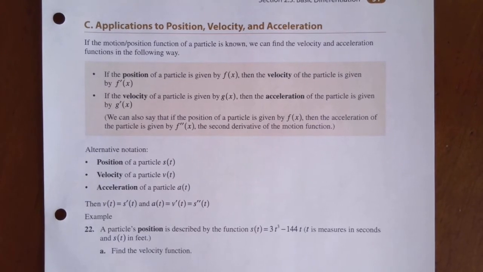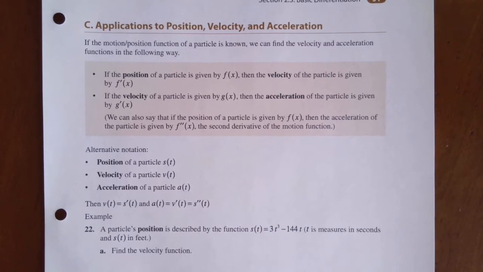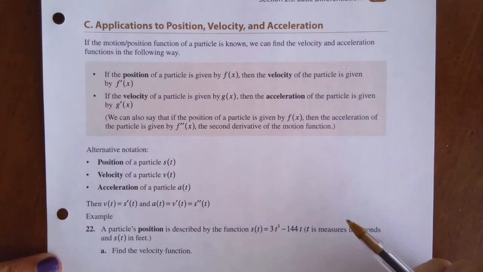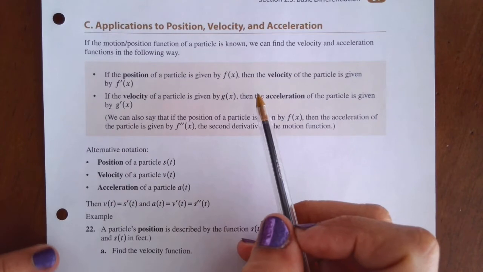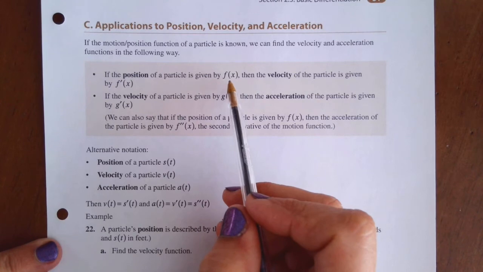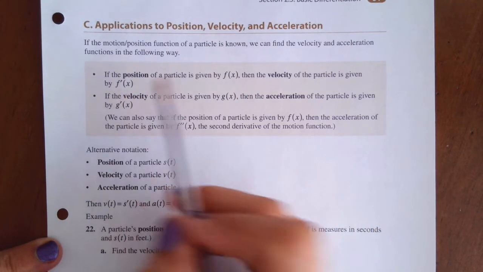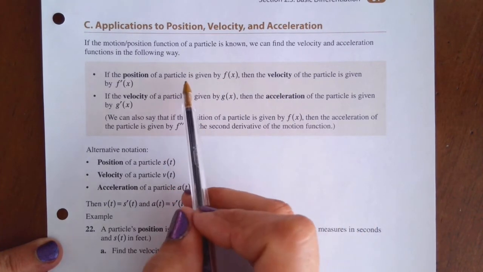It says, if the position function of a particle is known, then we can find the velocity and acceleration functions in the following way. If the position of a particle is given by f of x, then the velocity of the particle is given by f prime of x. I talked about this in an earlier section of the notes, trying to get our heads wrapped around what kind of notation we're going to see. So if they give you a position function f of x, then the derivative f prime would be the velocity of that function. Okay, so that's number one.